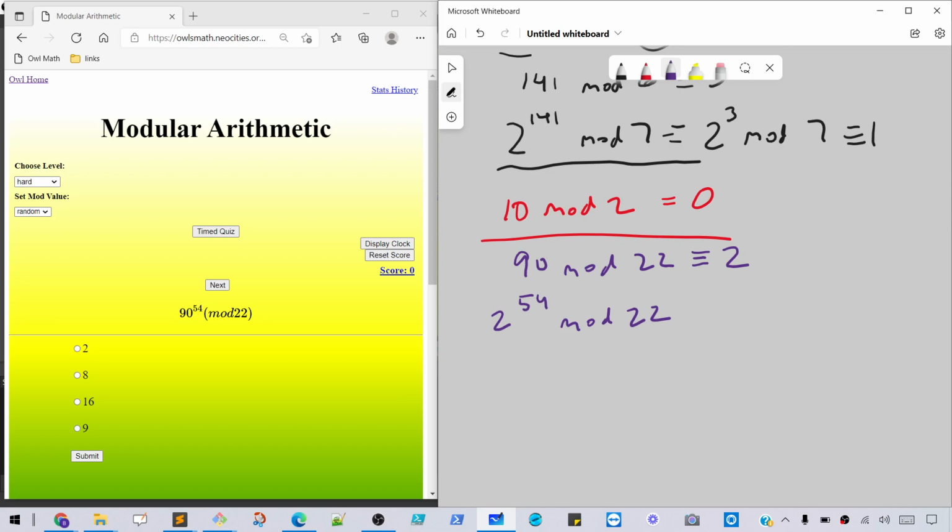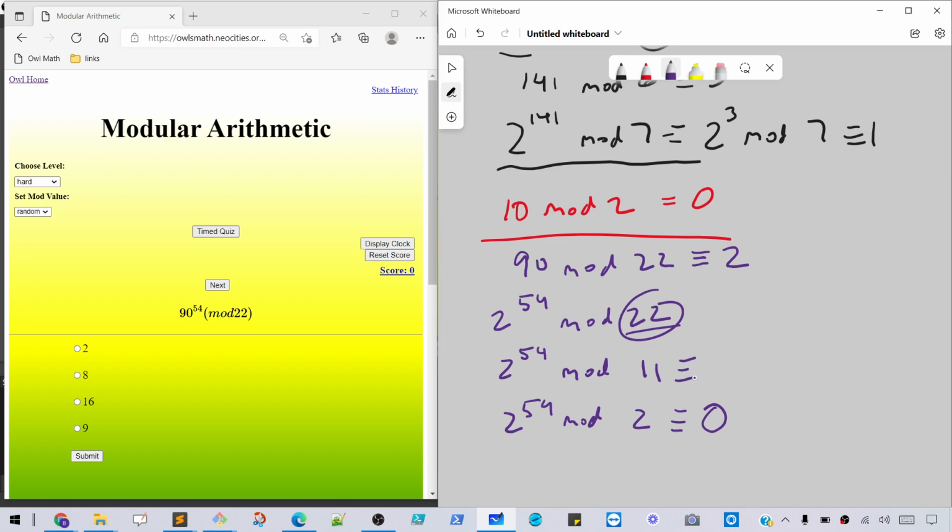Let's see. We can break this apart because 22 is not prime, and 2 and 22 are not relatively prime. So we can split this up. Let's look at 2 to the 54 mod 11 and 2 to the 54 mod 2, because 2 times 11 equals 22. We'll take this one first because that's easy. 2 mod 2 is 0, so this whole thing is going to be 0.